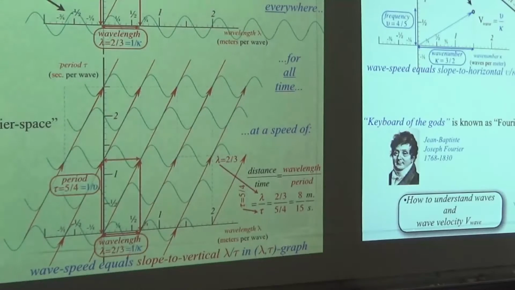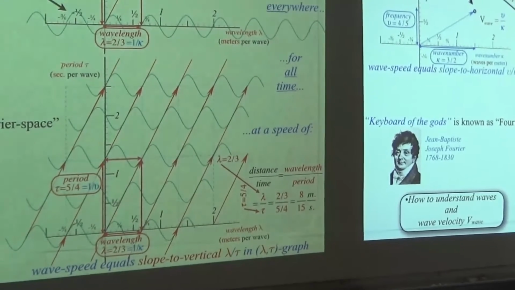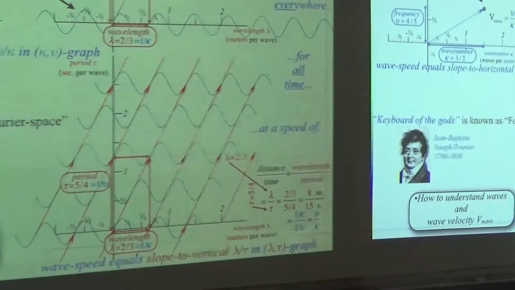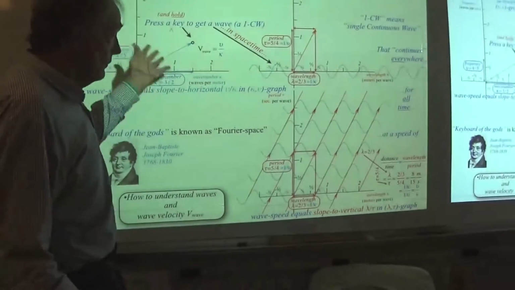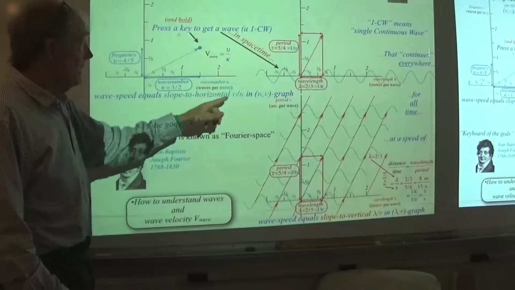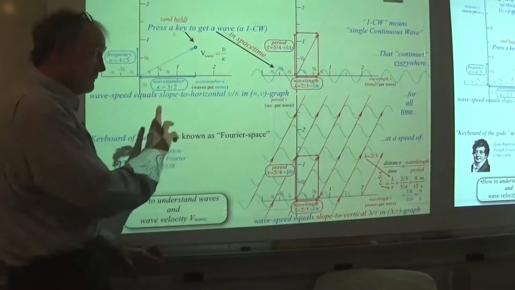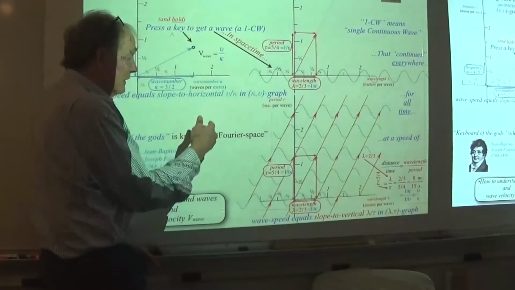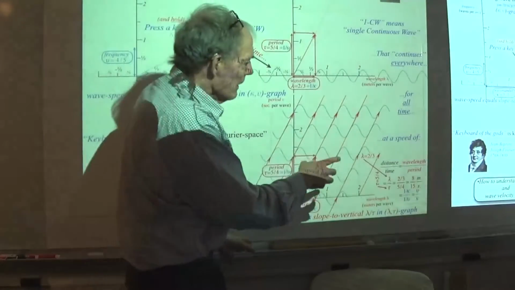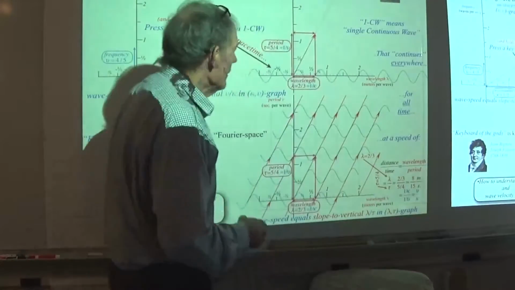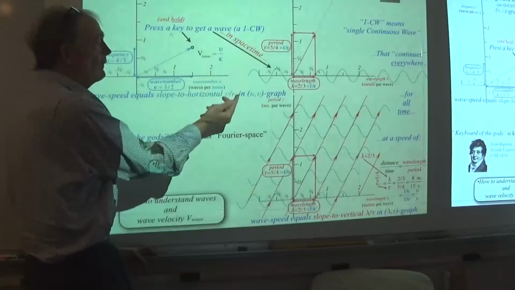Now, wave speed comes out to be slope to horizontal in these graphs. Okay? In this graph right here, you obviously use an inverse thing. Instead of doing the space over the time, you do the per time over the per space.